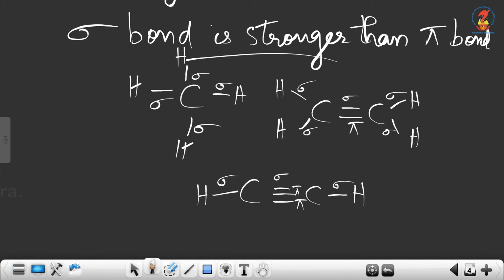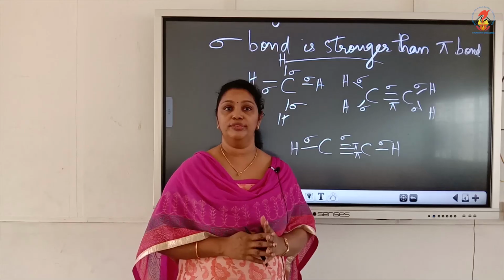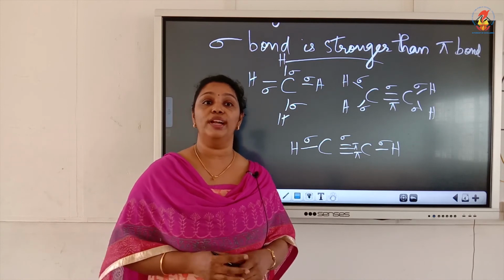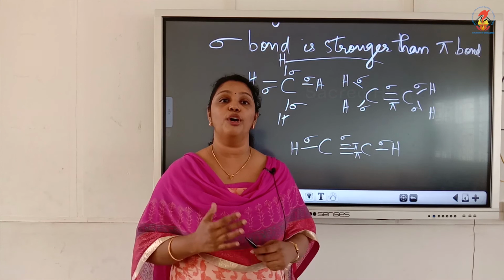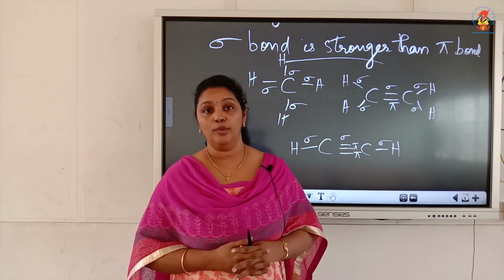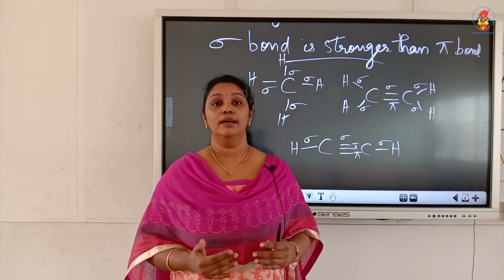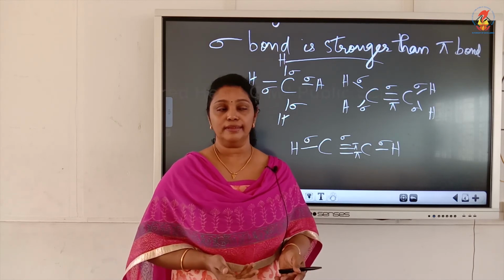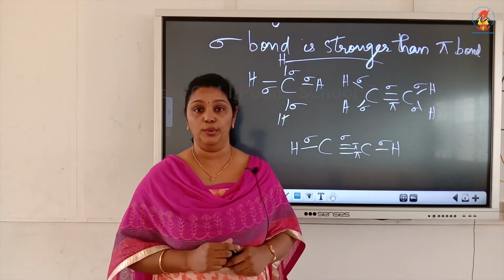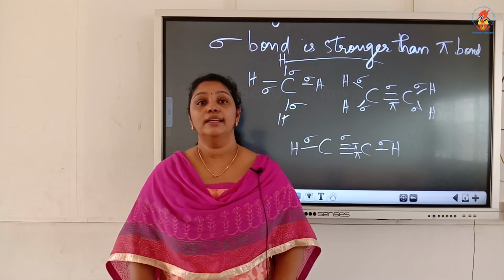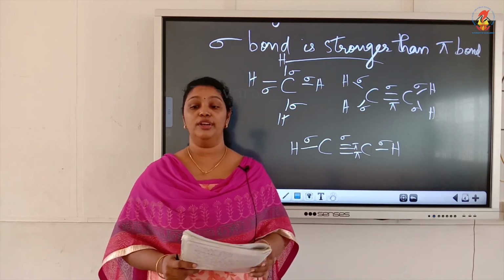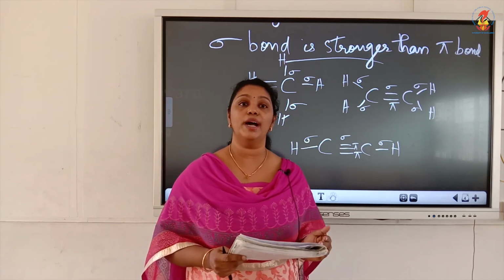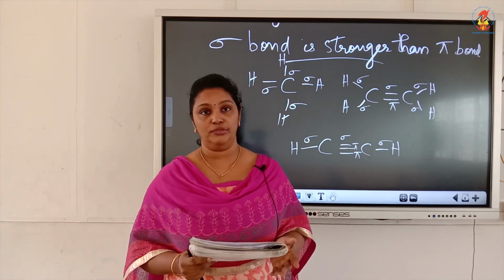Okay, so these are the two reasons for the greater strength of sigma bond. First is extent of overlapping is more in sigma bond, and the second is pi bond is formed in addition to sigma bond. So pi bond is observed in case of multiple bonds. So pi bond is a weaker bond. Now next, let's see the differences between sigma and pi bond, or if you are asked a question, distinguish between sigma and pi bond, you can write these differences.